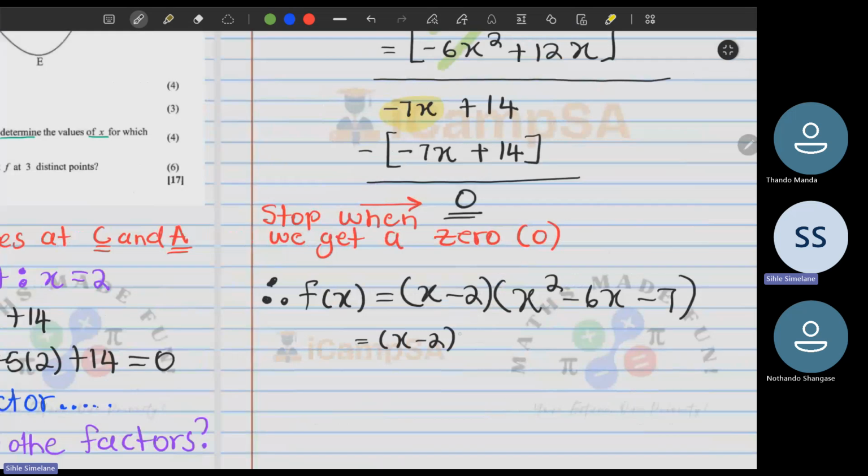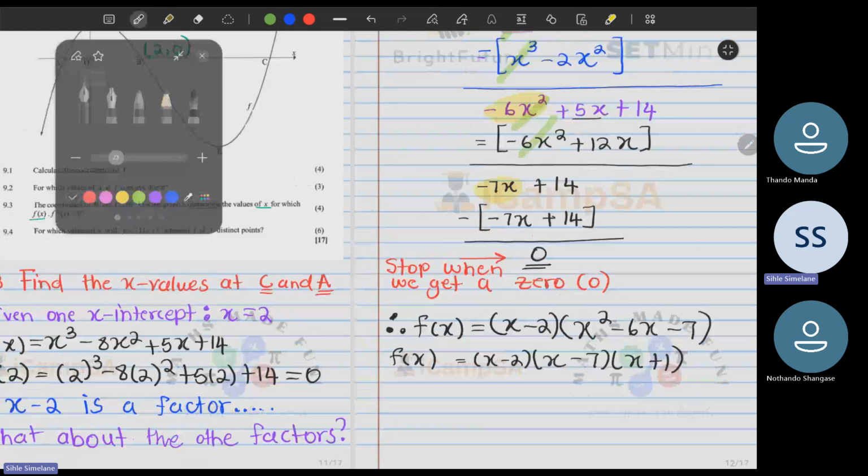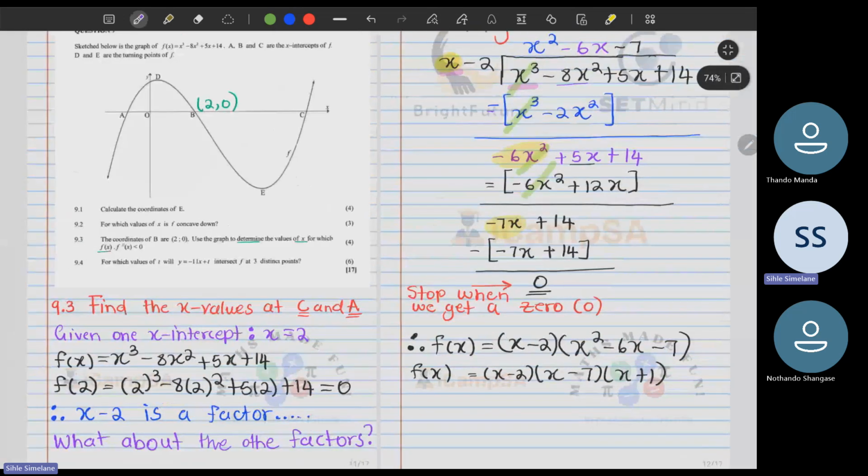Guys, you have x minus 2. This one here should be very easy. It will be x minus 7 into x plus 1. Okay, it's grade 9 maths. And then now you can find your solution. We equate this to 0. You'll see that you'll have 3 x's. You'll have x equals 2, or you put commas, you'll have x equals 7, or you'll have x equals negative 1.